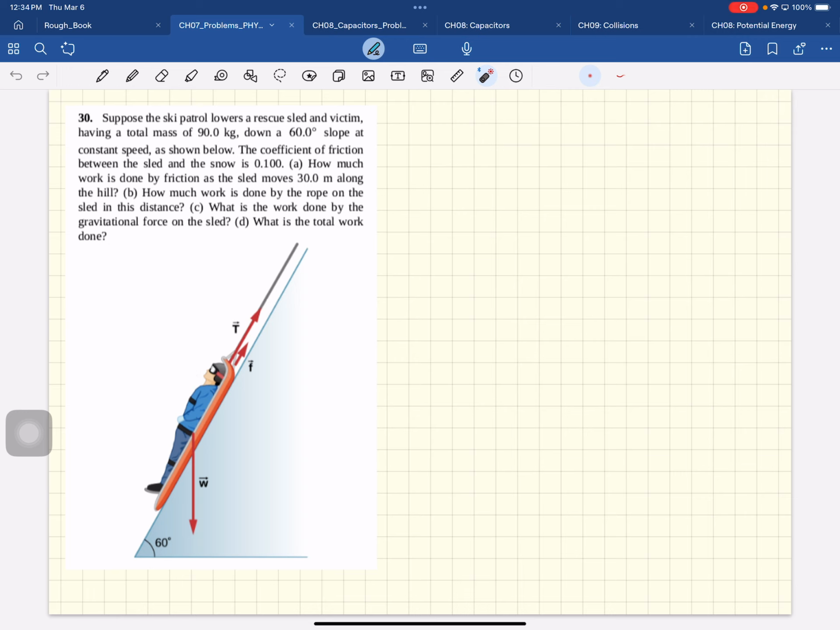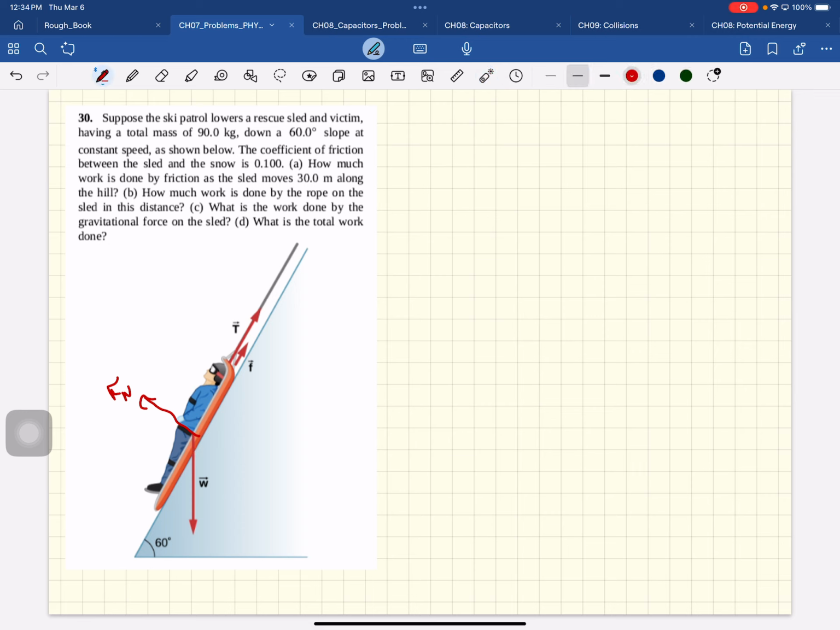What does that mean if you're going at constant speed? Acceleration is 0, so the net force is 0. And you're moving in this direction, so the net force in this direction is 0. So this shows you there's a normal force acting on the person. And so those are all the forces acting on this object: the tension, the friction force, the weight, and the normal force.